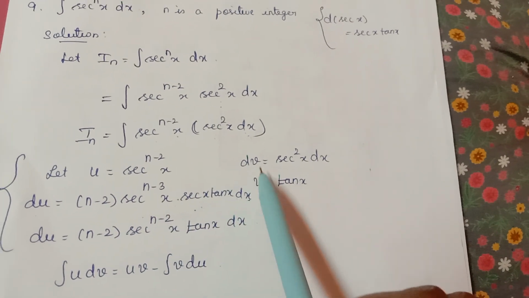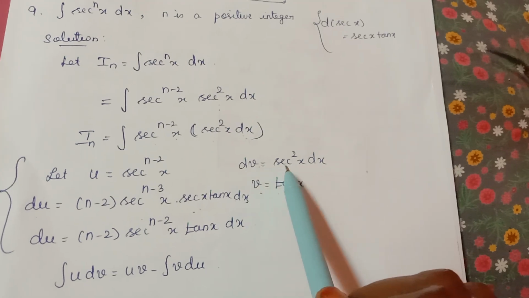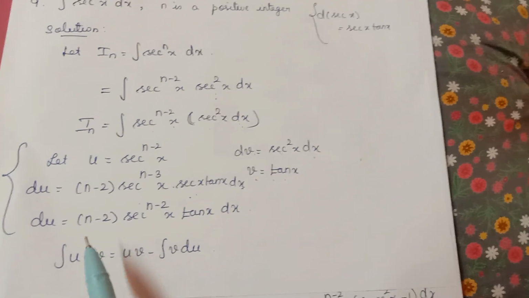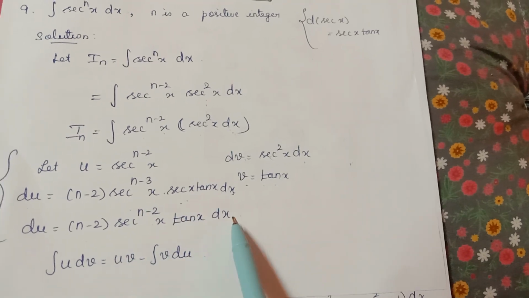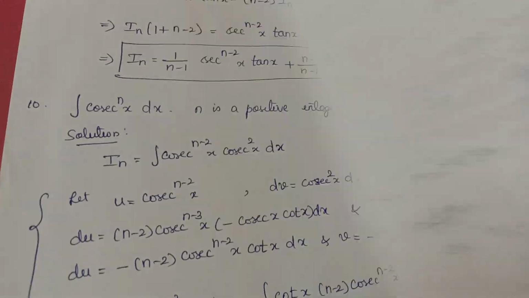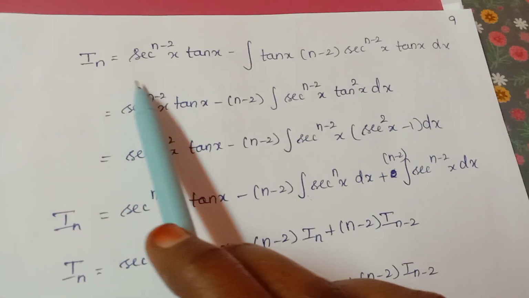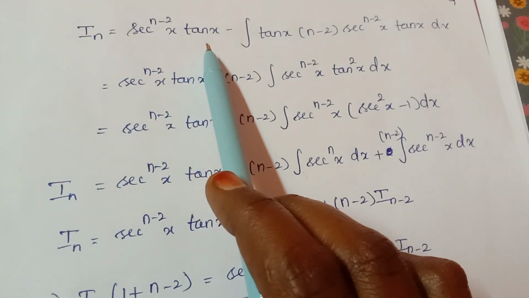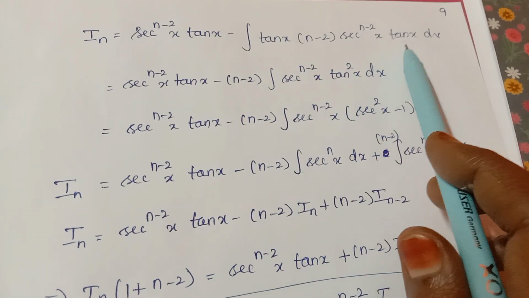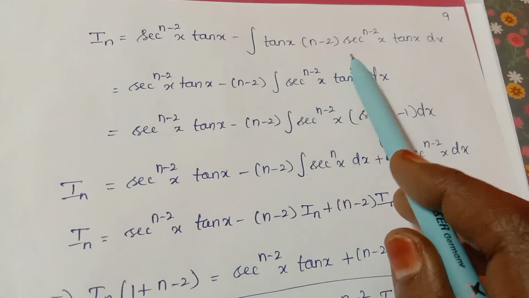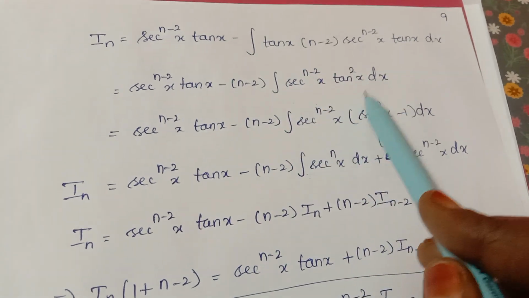Next, dv. From dv, v is equal to what? Secant square x integration is tan x, right? So n minus 2 into secant power n minus 2x into tan x dx. Now you apply the formula. So what will be the formula? I n equal to secant power n minus 2x tan x minus integral tan x into n minus 2 into secant power n minus 2x into tan x dx. So it will be what? Secant power n minus 2x into tan square x dx.